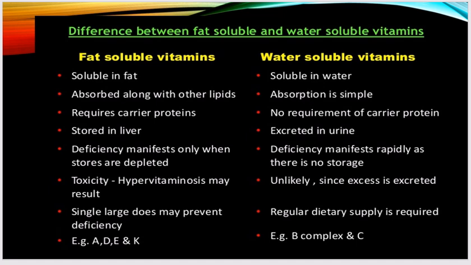On the other hand, the water soluble vitamins are soluble in water. The absorption is very simple. There is no requirement of a carrier protein for their transport. They are readily excreted in urine. The deficiency manifests rapidly as there is no storage. Unlikely, since the excess is excreted, there is no toxicity effect of these water soluble vitamins. Regular dietary supplements are required. These include the vitamin B complex and vitamin C.